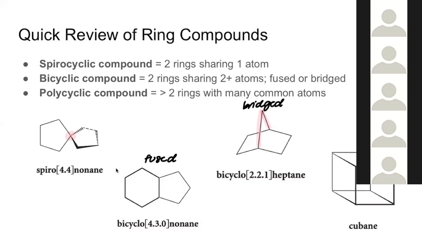And then your last one is going to be your polycyclic compounds. Those are usually more than two rings. They have a bunch of common atoms generally. So you've got these guys like cubane, which I think are fun, where a lot of the atoms are connected. You get really fun looking 3D shapes with that. And so now we're going to keep going.